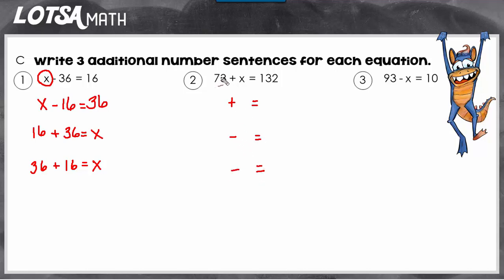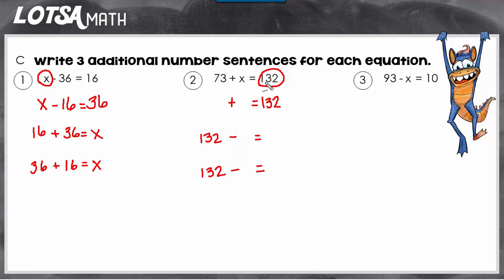So let's think of what we know about addition problems. We know that the largest value goes at the end of an addition problem. Since 132 is at the end of this addition problem, it also has to be at the end of this one. But since 132 is the largest value, we know it has to go at the beginning of a subtraction problem.